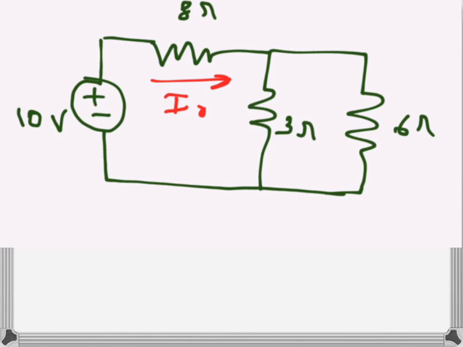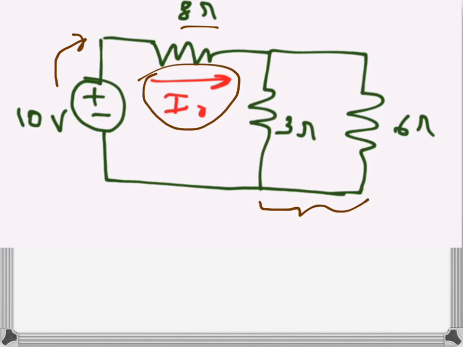In this circuit, I need to find the current I0 that flows through the 8 ohms resistance, or we can say the current that comes out of the voltage source basically. So this is a very simple circuit. We have just two resistances here, 3 ohms and 6 ohms. The parallel combination of these two has to be calculated, and then that one will be in series with the 8 ohms resistance, as simple as that.